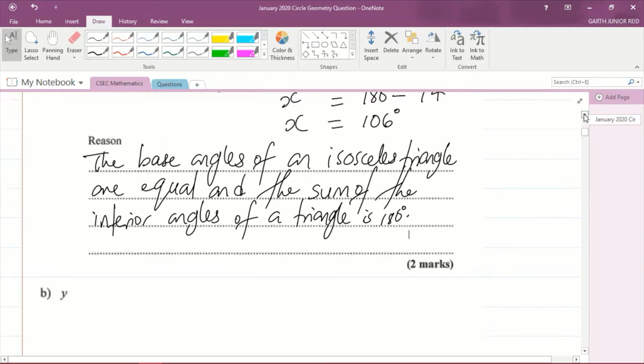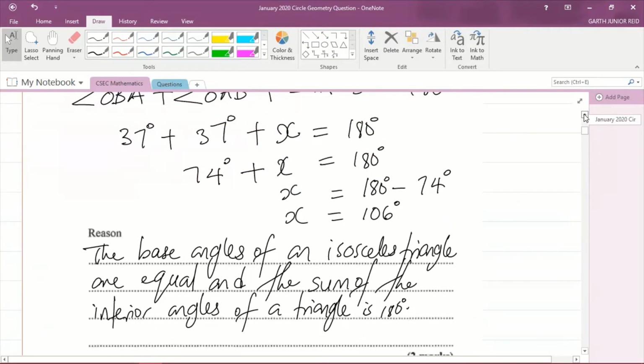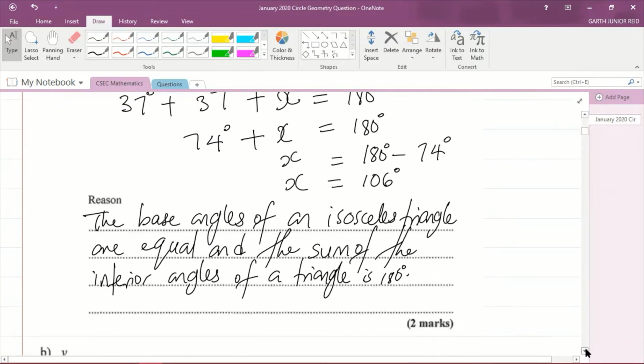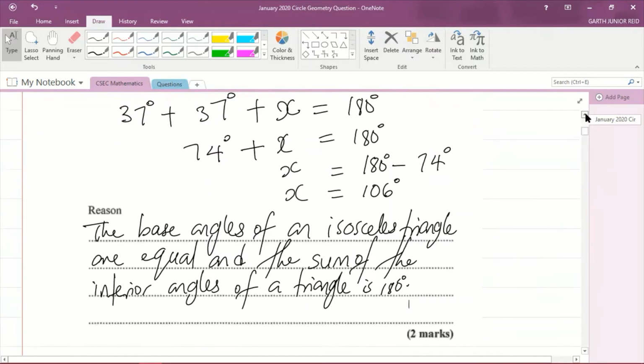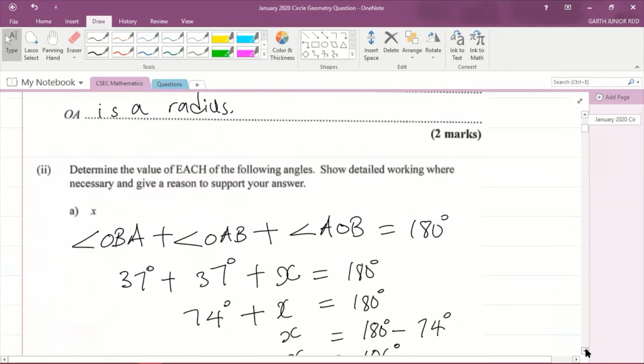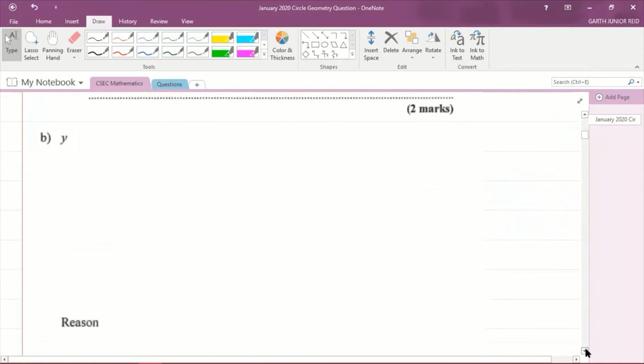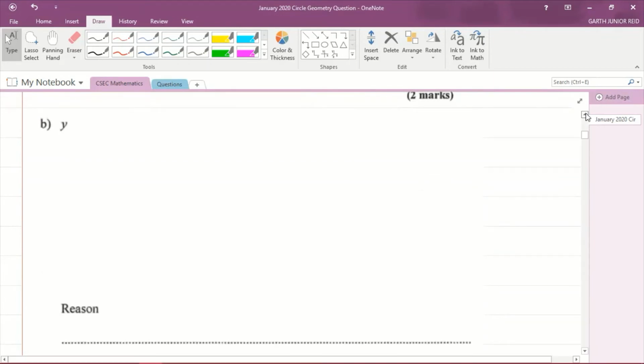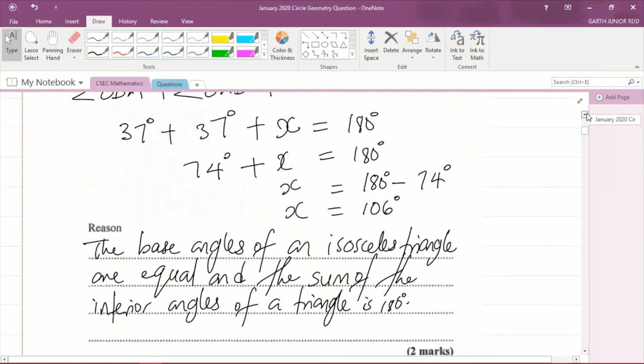So it's a 2-mark question. So I believe that you will get 1 mark for the calculation of x and 1 mark for the reason. Okay, so we're now finished with finding the value of x. The other part now is to find the value of y. All right, so let's look back at the diagram here.